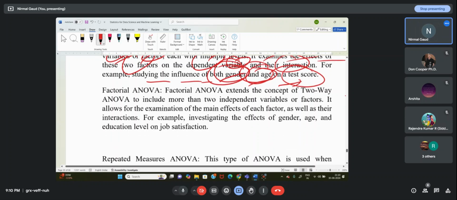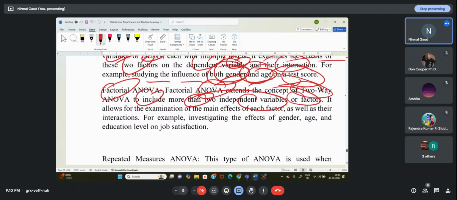Factorial ANOVA. It extends the concept of two-way to include more than two independent variables or factors. That means investigating the effects of gender, age, and education level on job satisfaction. Now I am having gender also, age also, education level also. All these I am having, and I'm looking forward to find the impact on the job satisfaction. This is factorial ANOVA.